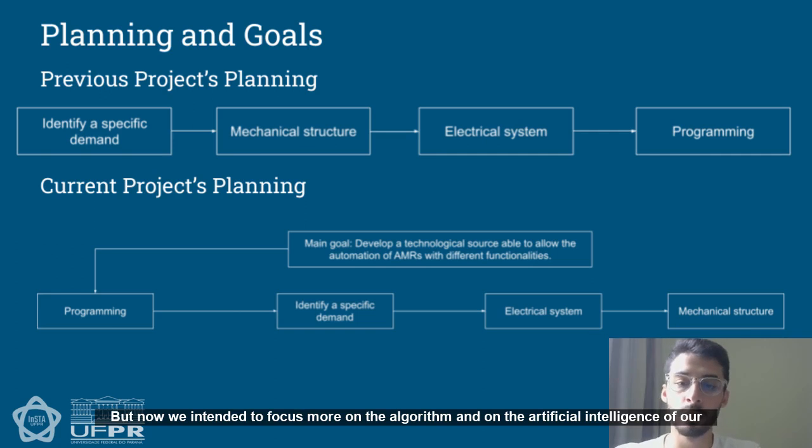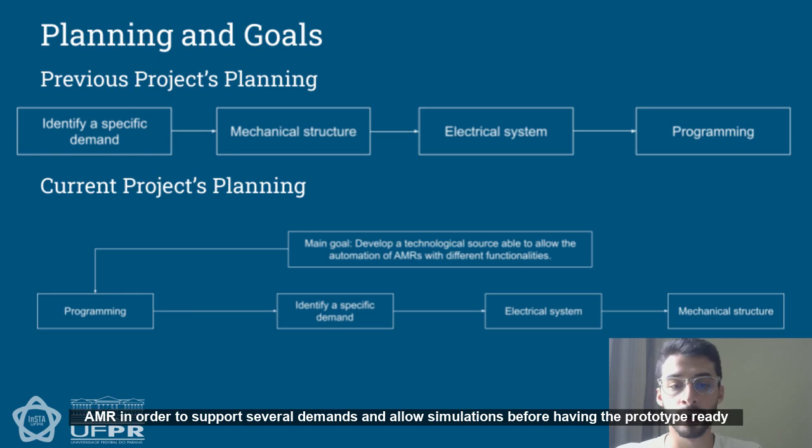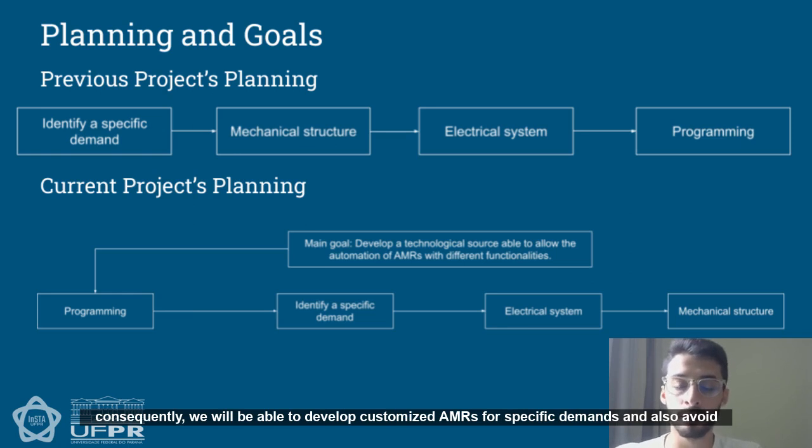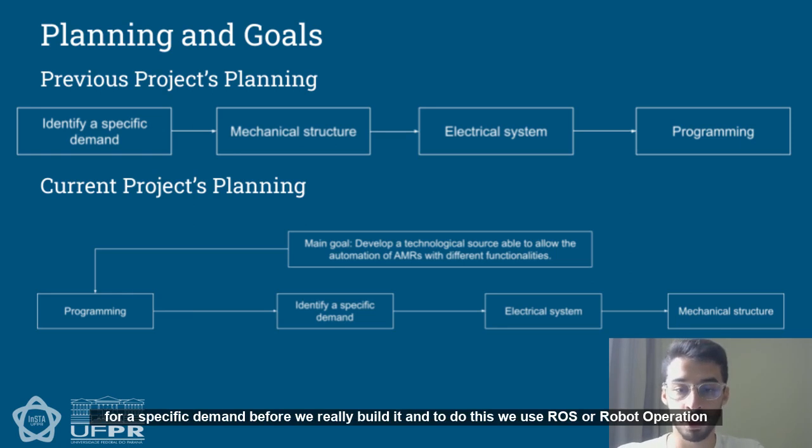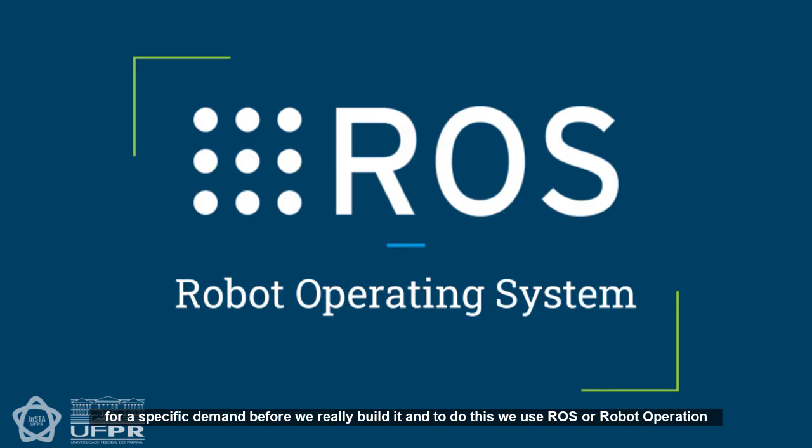But now we intend to focus more on the algorithm and on the artificial intelligence of our AMR in order to support several demands and allow simulations before having the prototype ready. Consequently, we will be able to develop customized AMRs for specific demands and also avoid expenses, since the simulation will guarantee the functionality of our AMR in a specific environment for a specific demand before we really build it. And to do this, we use ROS, or Robot Operating System.